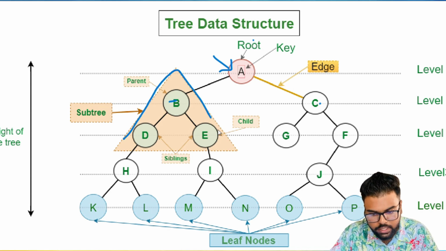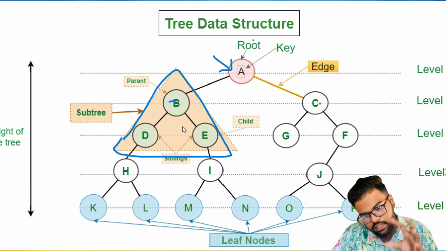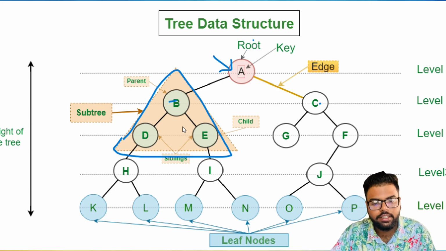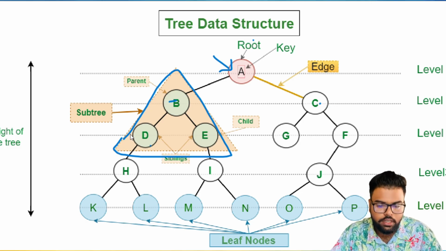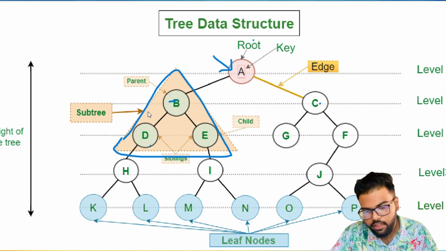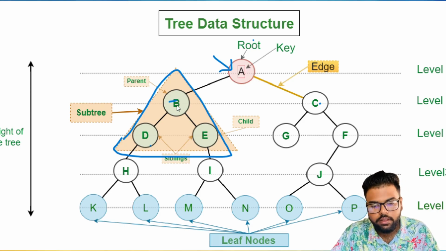So look at this triangle. We can get this part as another tree, like a subtree. D and E are children of B, and B is a child of A. Okay, and edges. Edges mean where two nodes connect together. That connected part we call an edge.